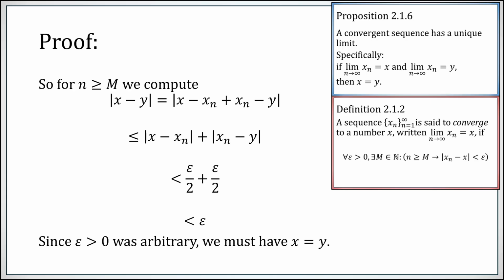Back in chapter 1, we showed that the only number whose absolute value is less than every positive epsilon is 0. So the absolute value of x minus y is 0, therefore x minus y is 0, therefore x equals y. And the proof is complete. Okay, so we're not claiming every sequence has a limit, just to be clear. But if the limit exists, there can be only one, which justifies using the equal sign. The limit equals something. There is only one number that will work there.